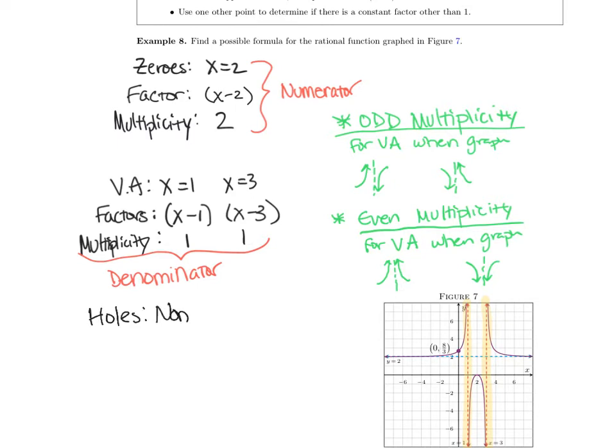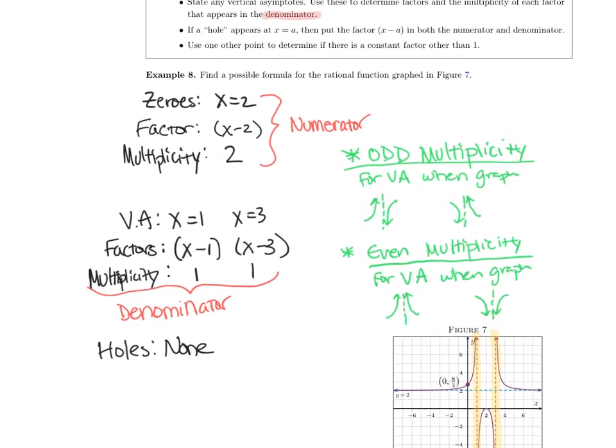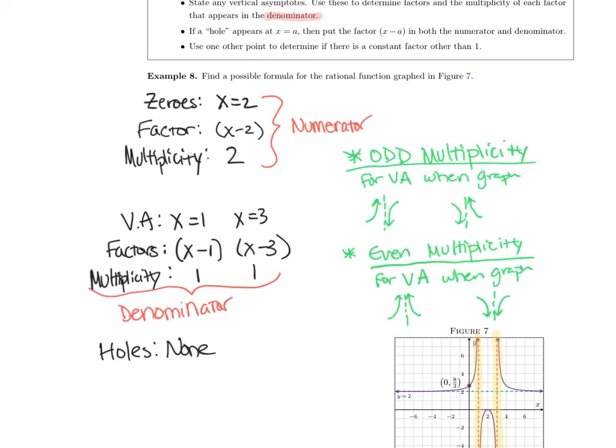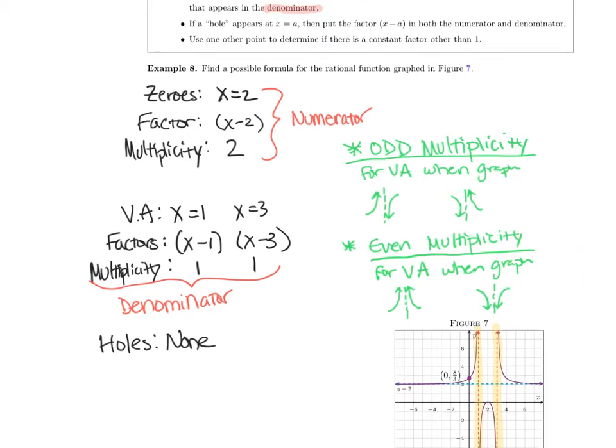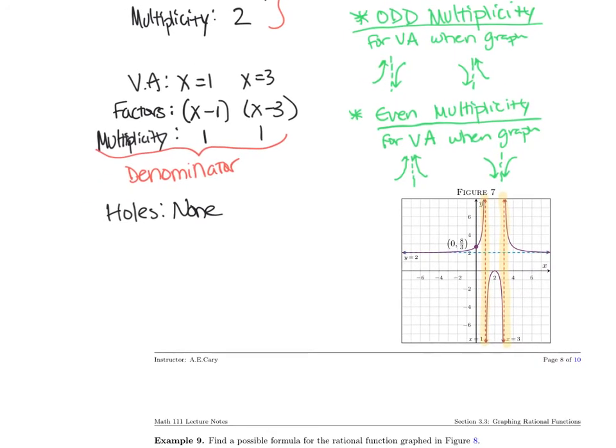There are none. Okay, so if that's the case, then we're going to do the very last step and use one other point to determine if there's a constant factor other than 1. So this is where we set up our equation, plug in our point, and solve. So let's get going. Here we go. Oh, I did not leave myself a ton of space. That's okay.